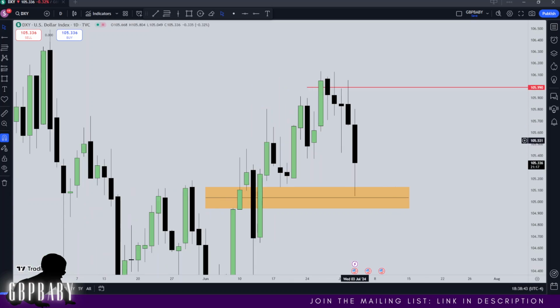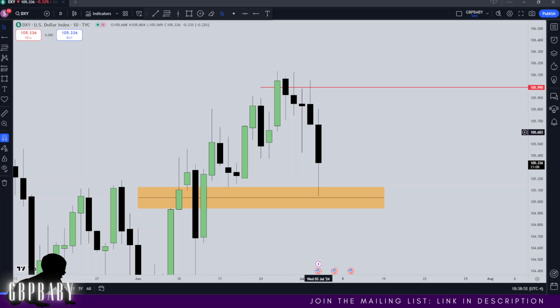Now remember, our monthly bias is bullish, so we wanted to see the low get made as early in the month as possible. This would be enough for that. So nonetheless, let's think about where we want to see price trade. Well, we haven't closed just yet.